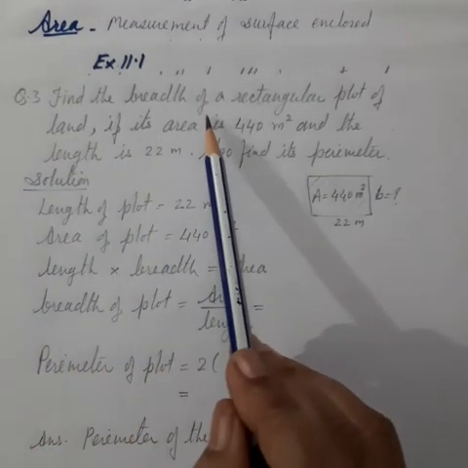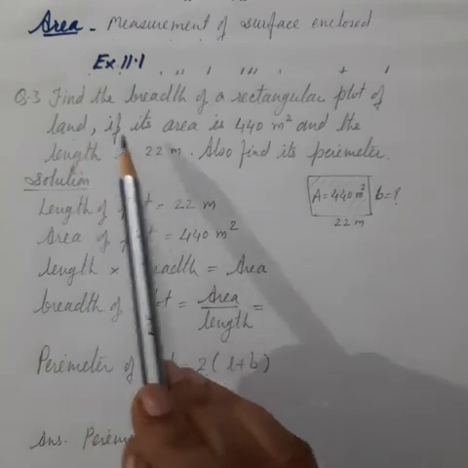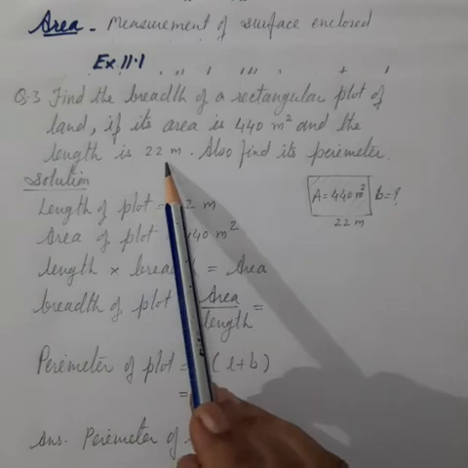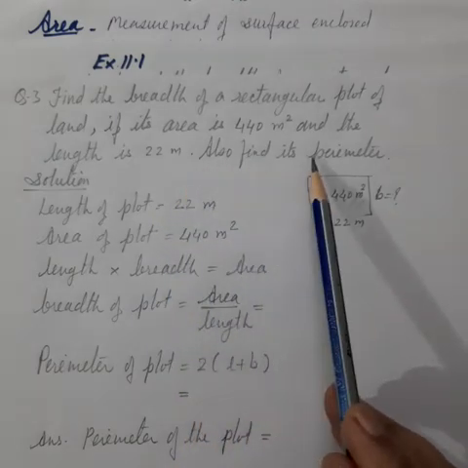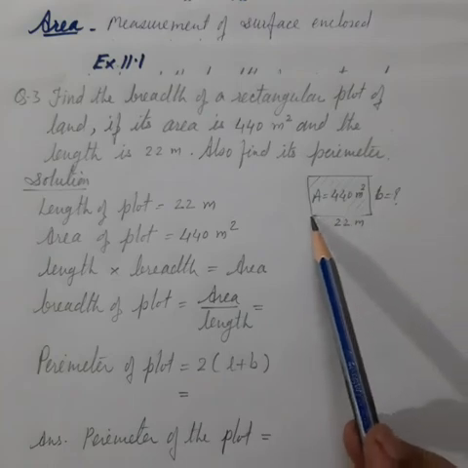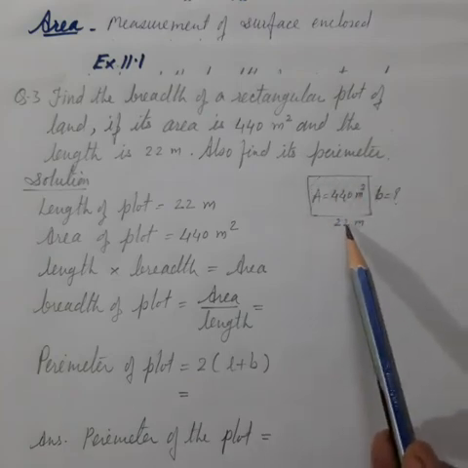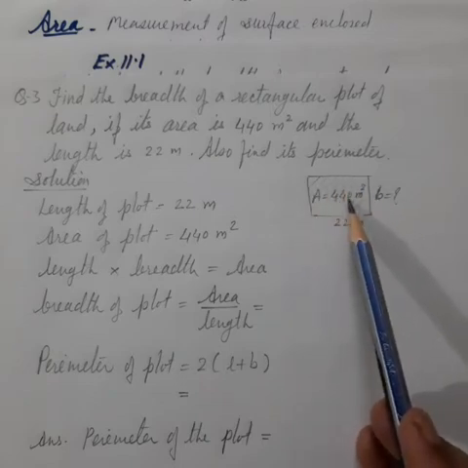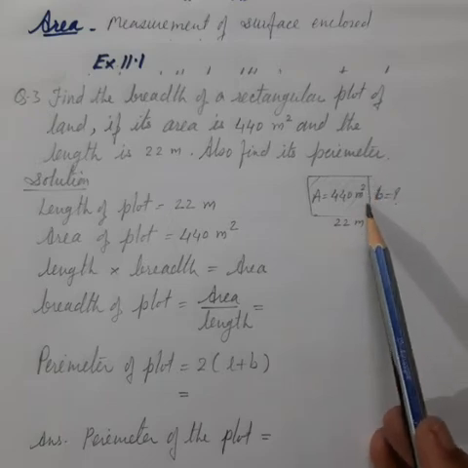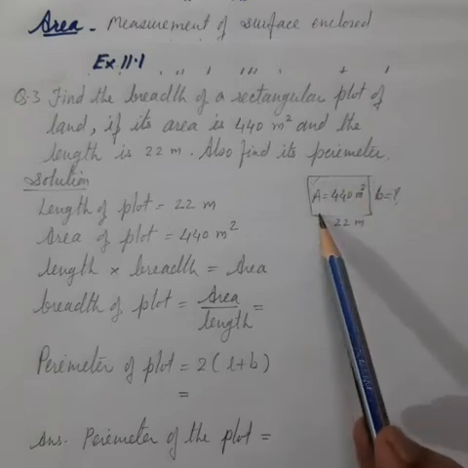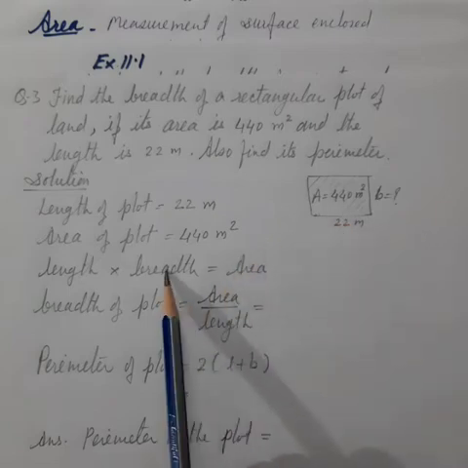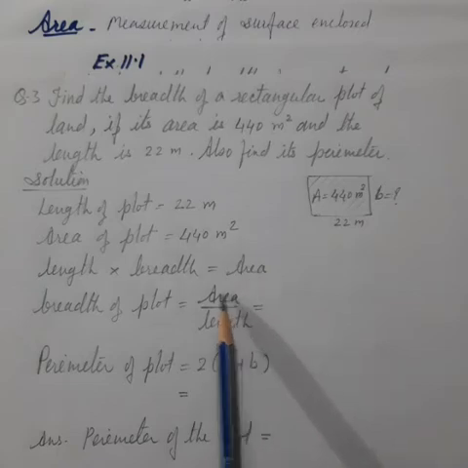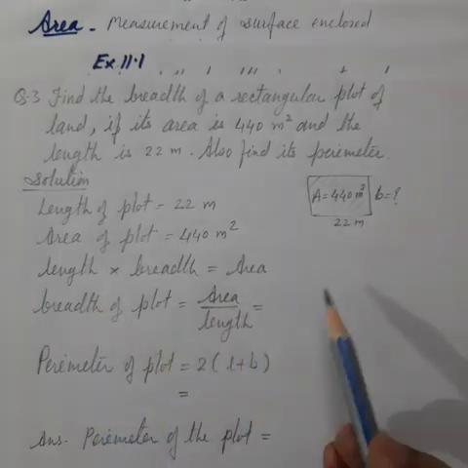Question 3. Find the breadth of a rectangular plot of land if its area is 440 meter square and the length is 22 meter, and also find its perimeter. The length of a rectangular plot is given as 22 meter and the area is given as 440 meter square. We have to find its breadth. This is in rectangular shape. So the area is length into breadth, and to find the breadth we have to divide the area by the length.